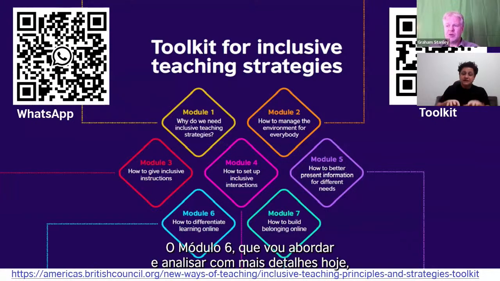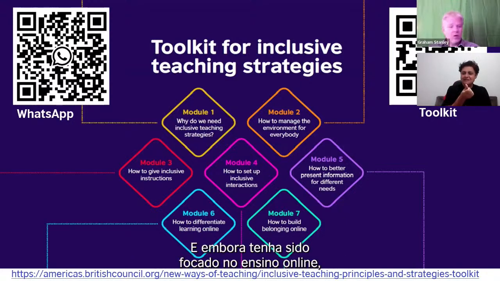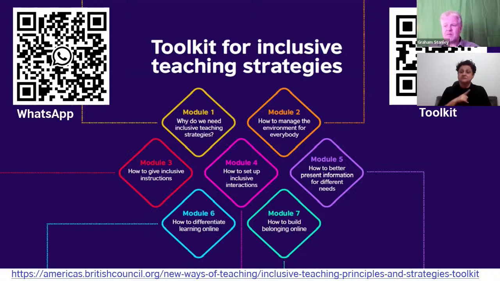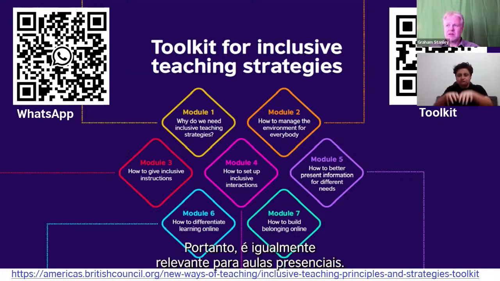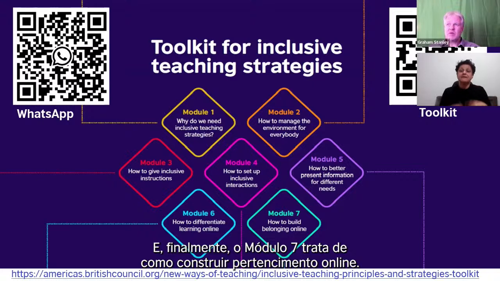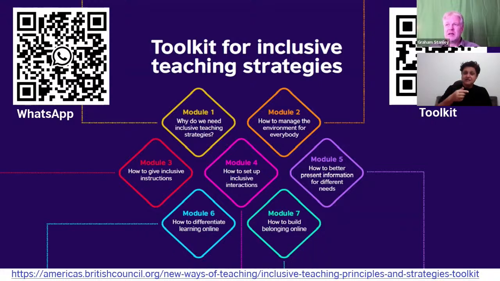Module 6, which is the one I'm going to look at in more detail today, how to differentiate learning. And although it was focused on online, you'll see, I hope, that it talks about differentiation in general as well. So it's just as relevant for face-to-face classes. And then finally, Module 7 was how to build belonging online. And that was pretty much specific to the online environment.